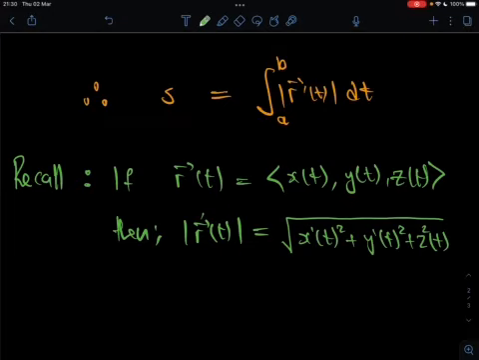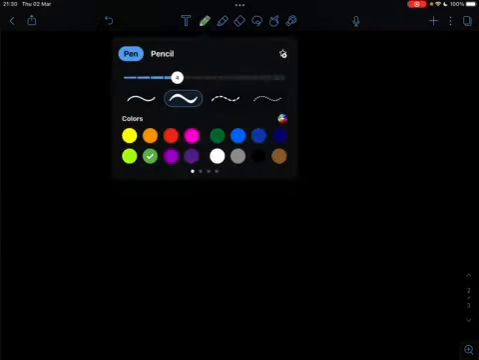So now the question is, how can we use all this to find the length of an arc of a curve? So now it's time to look at examples and see how we can solve such problems. The first example that we have goes as follows.